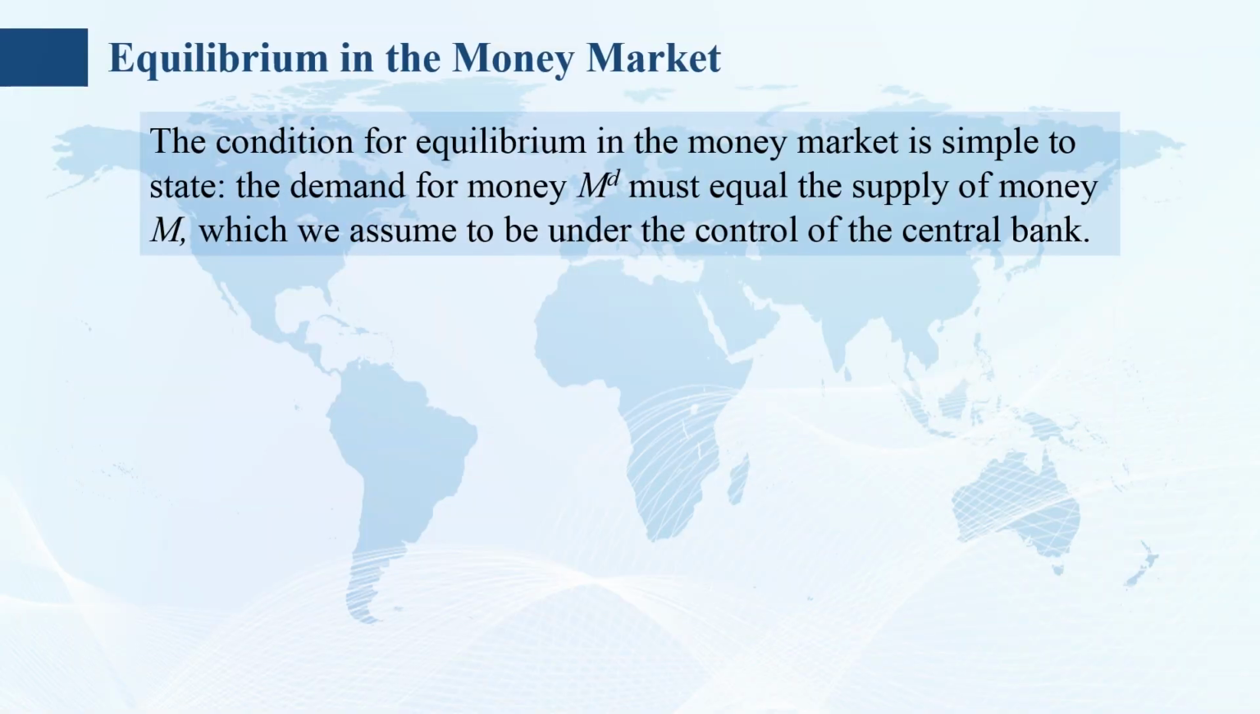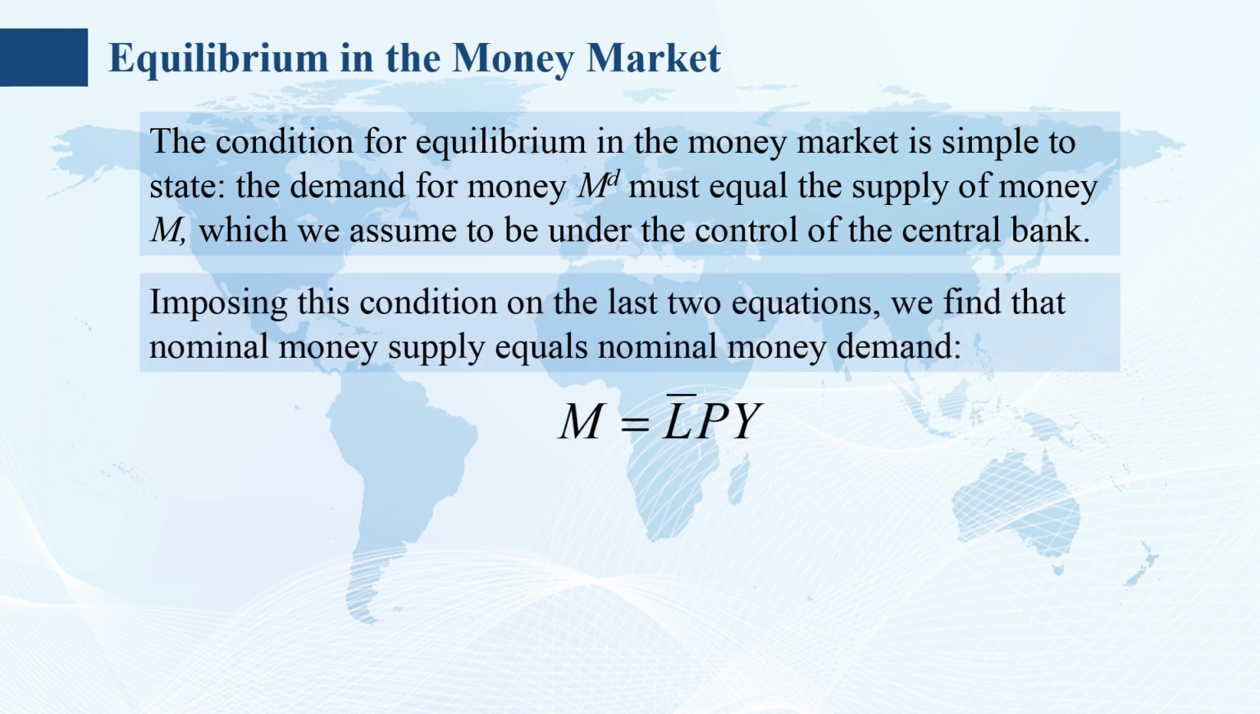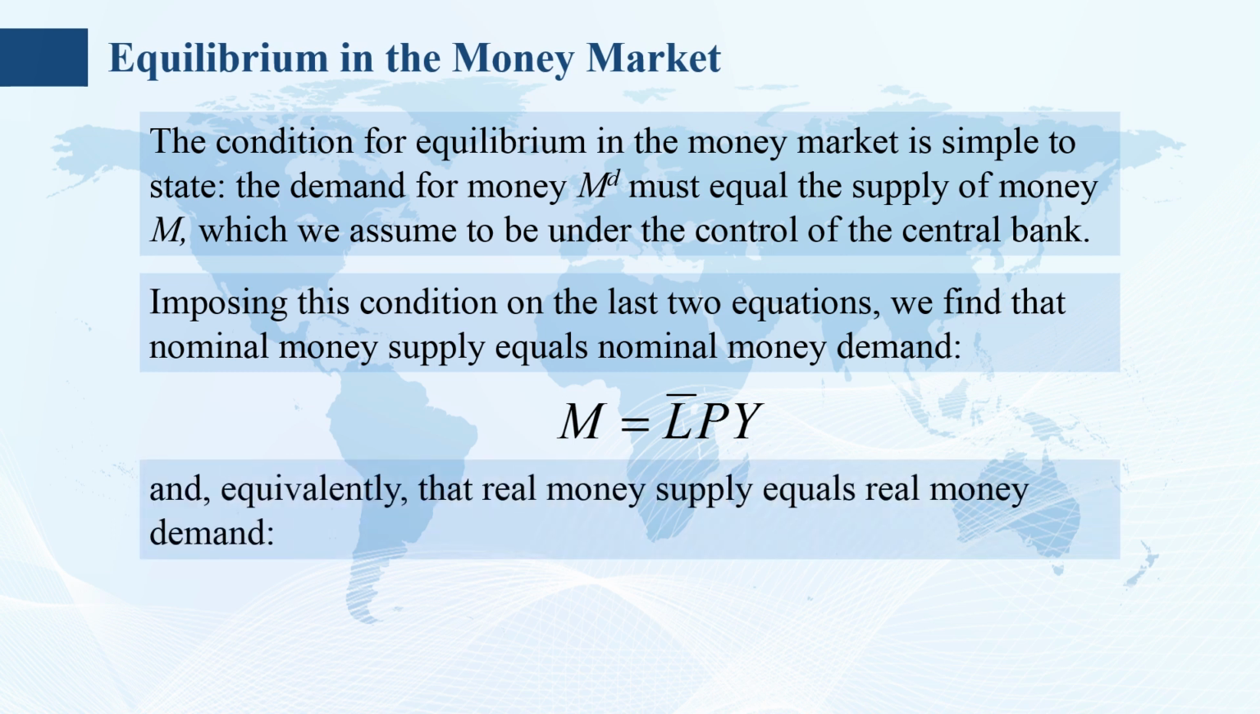The condition for equilibrium in the money market is that the demand for money M^D must equal the supply of money M, which we assume to be under the control of the central bank. Impose this condition on the last two equations. We find that the nominal money supply equals the nominal money demand, and equivalently, that real money supply equals real money demand.